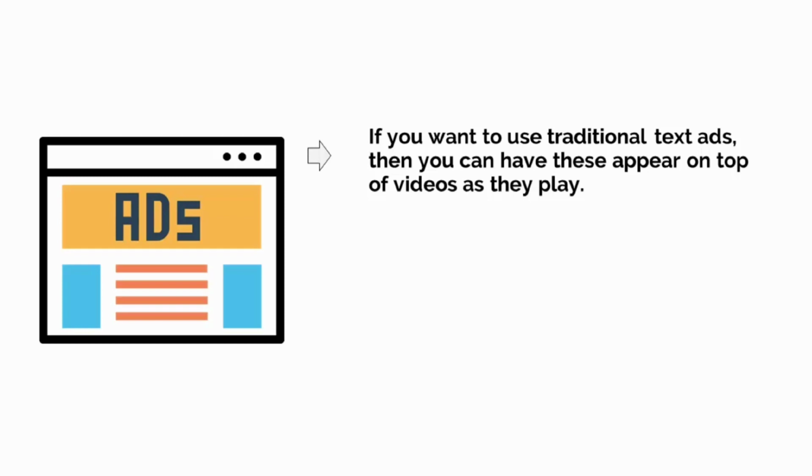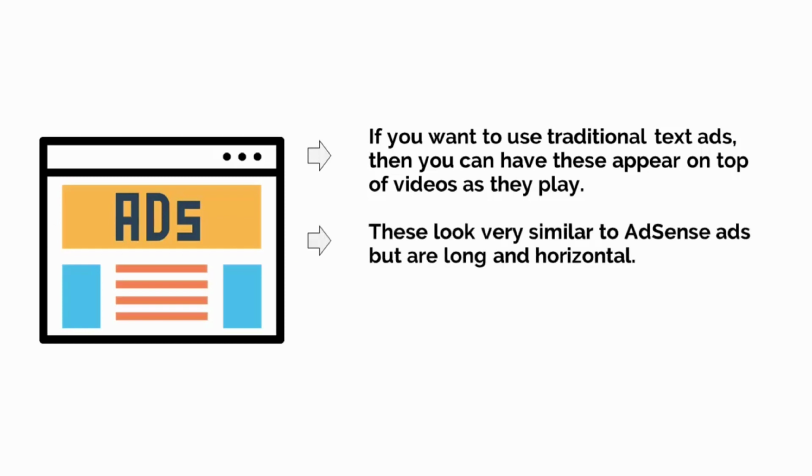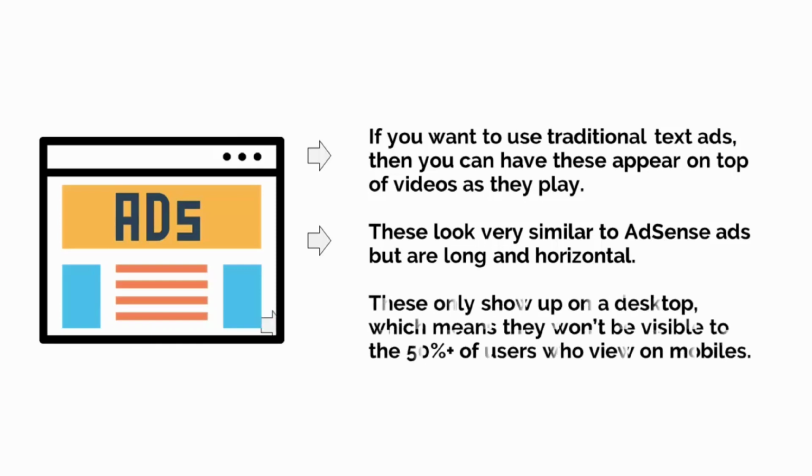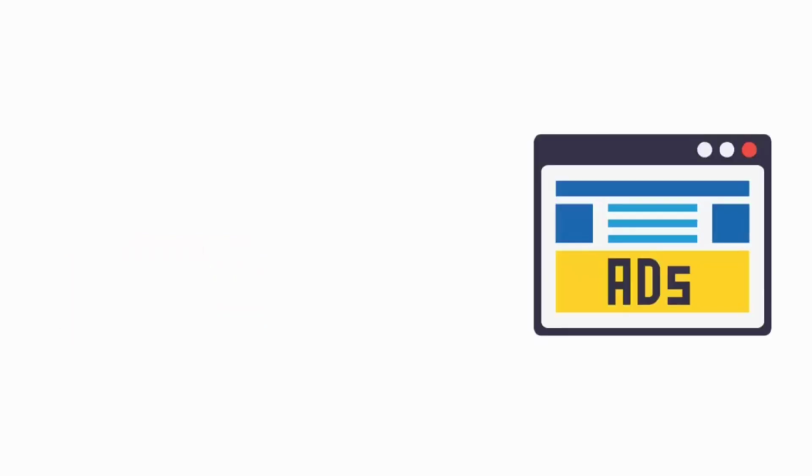If you want to use traditional text ads, then you can have these appear on top of videos as they play. These look very similar to AdSense adverts, the ads that appear on websites, but are long and horizontal. These only show up on the desktop, mind, which means that they won't be visible to the 50% plus of users who view them on mobiles. But then again, desktop users may be more likely to convert for your specific type of content.